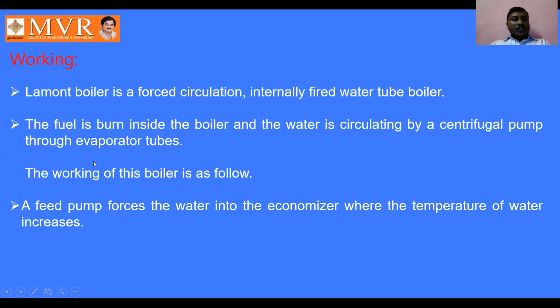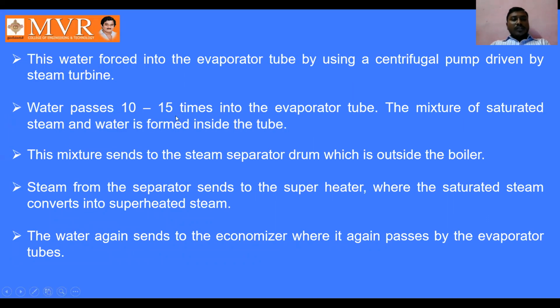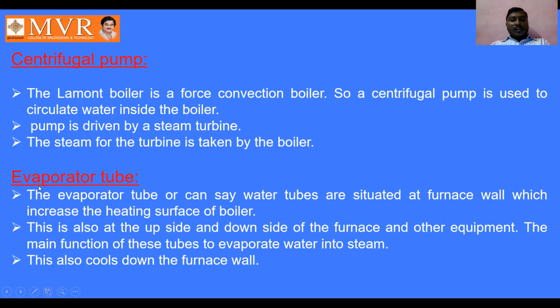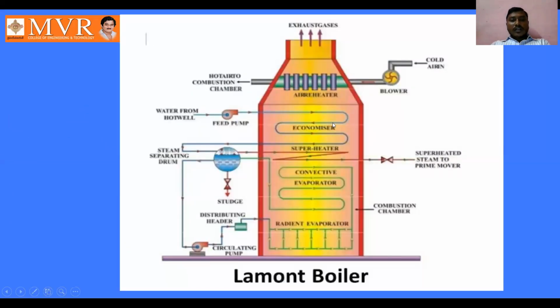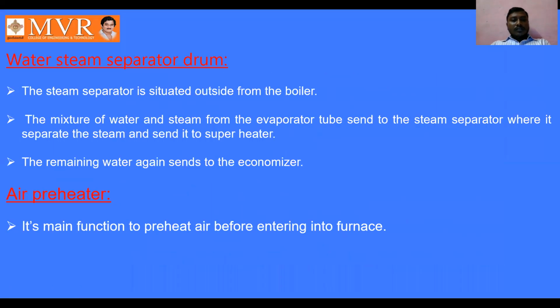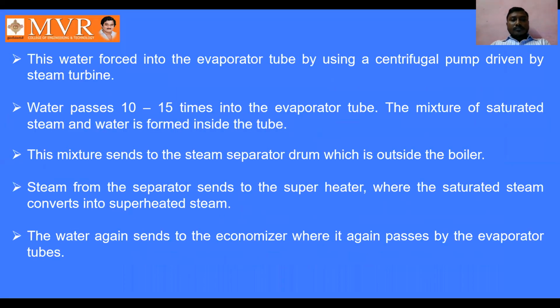And coming to here, water passes 10 to 15 times in the evaporator tube. The mixture of saturated steam and water is formed inside the tube. Here, the water is circulating in the evaporator up to 10 to 15 times. See here, in the evaporator, the mixture of saturated steam and water is formed inside the tube. The mixture is sent to the steam separator drum, which is outside the boiler.